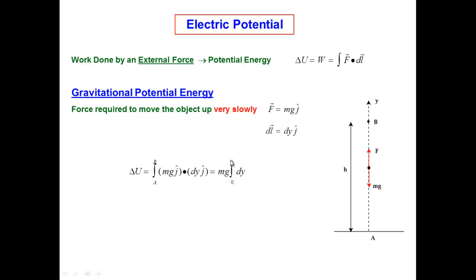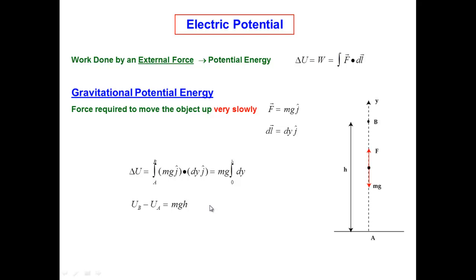The mg comes outside the integral, and so going from point A to B involves a change in the height from 0 to h, so that this integral just becomes h. So the change in potential energy from point A to point B, the final being point B and the initial being point A, is just mgh. And we derived this equation back in the first semester of the course.